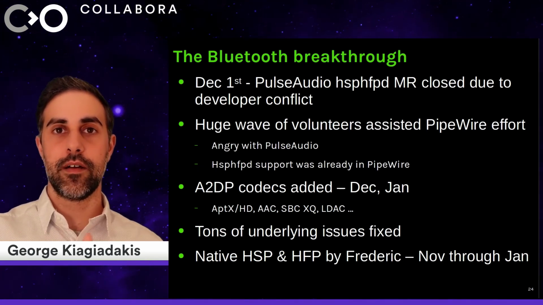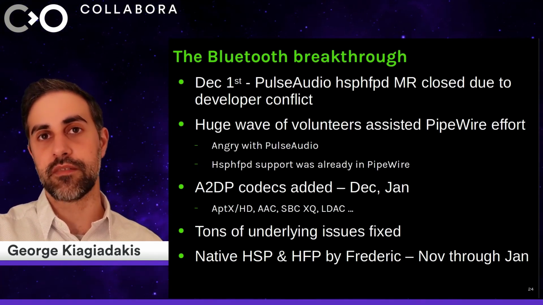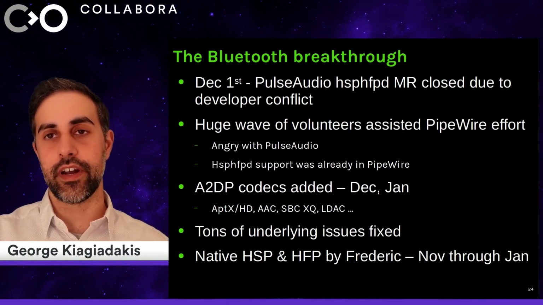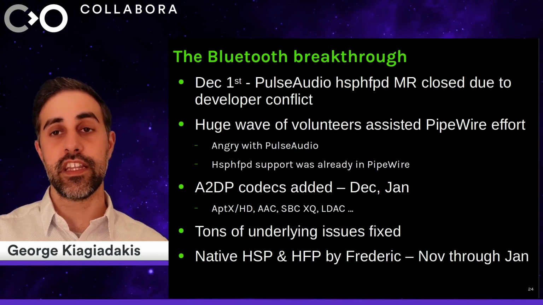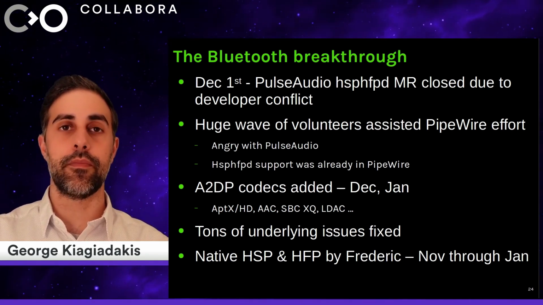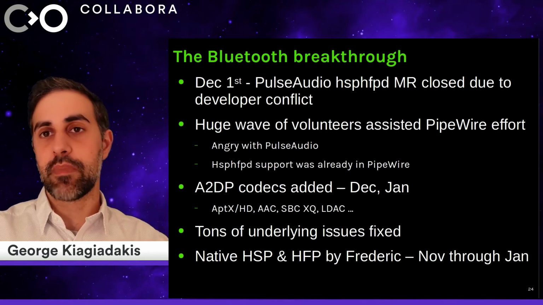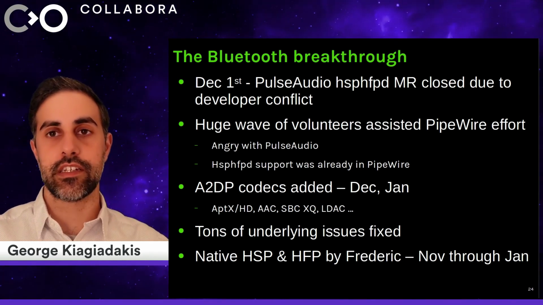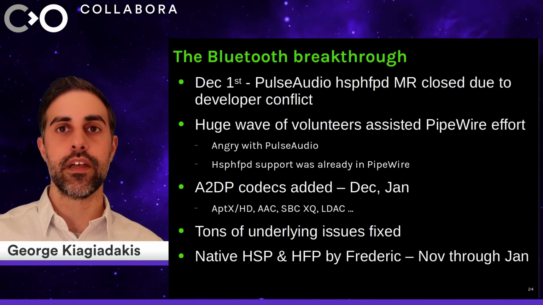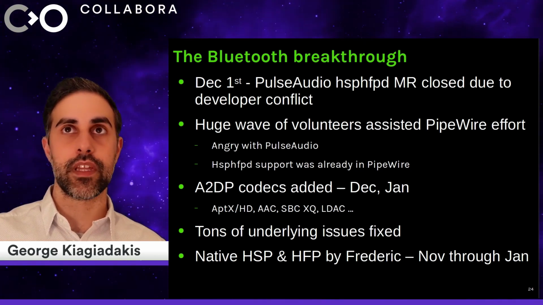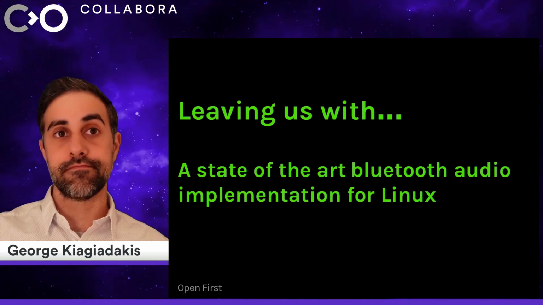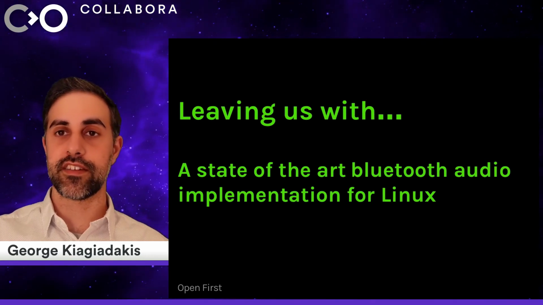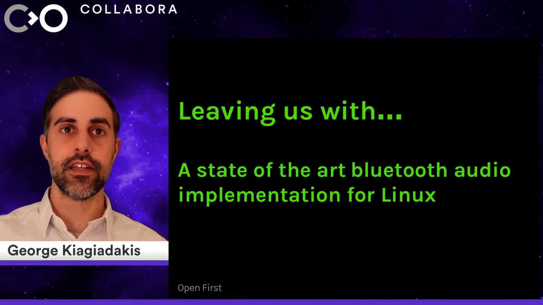And in parallel, my colleague Frederick was still working on HSP and HFP, and he was writing support for a native backend for HSP and HFP. Native backend basically means that this backend doesn't require an external daemon like Ophono or HSP-HFPD. It runs completely internally in PipeWire, and it was merged later on in January, and that leaves us with a state-of-the-art Bluetooth audio implementation for Linux that started back in 2018.